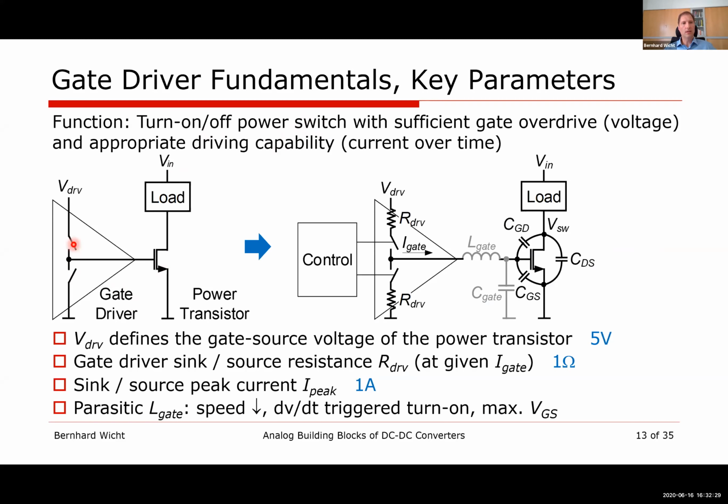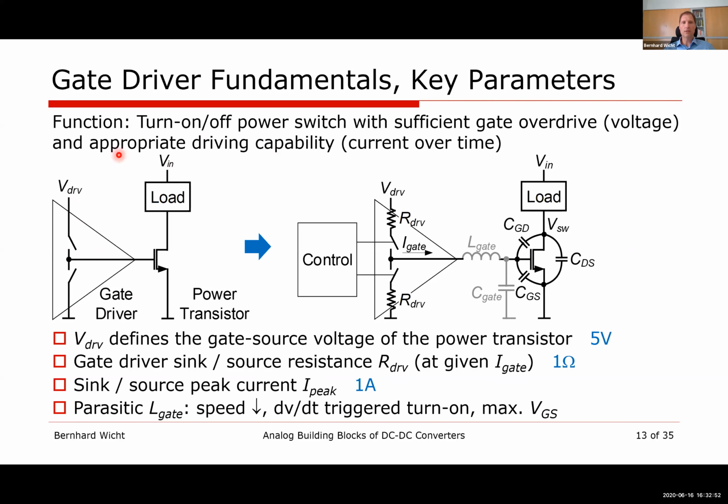So basically, this is the equivalent circuit. We hook up the gate to a drive voltage to turn it on so that the transistor reaches its defined on resistance. For turning it off, we connect the gate to source. So very simple.